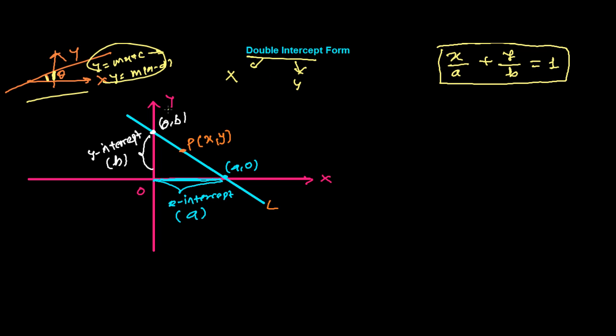Let's take a look once again. We have the x-axis and y-axis, I mean we have the coordinate plane, and in this coordinate plane a line L is making two intercepts, an intercept on the x-axis which is a, and an intercept on the y-axis which is b. And now we need to find out the equation of this line.